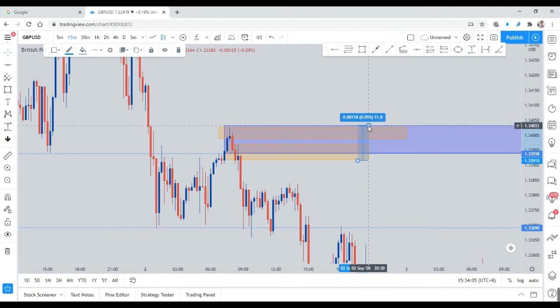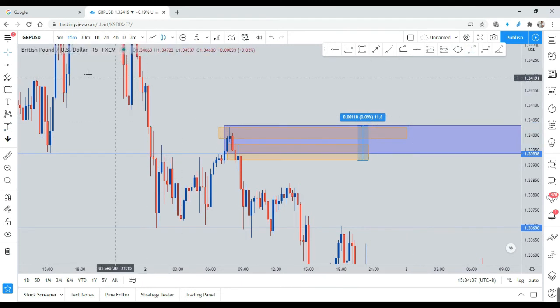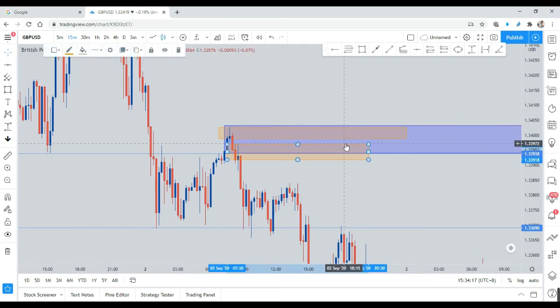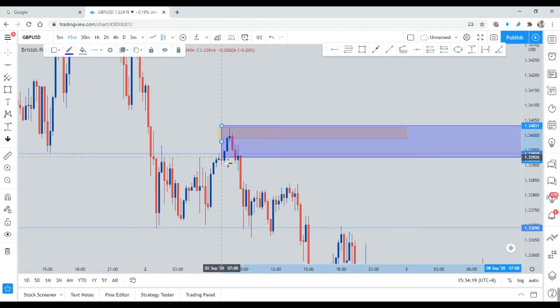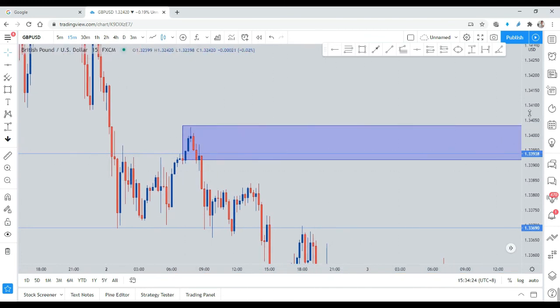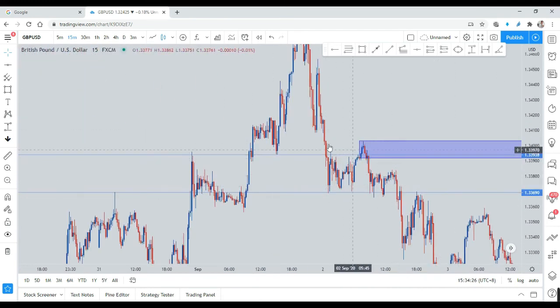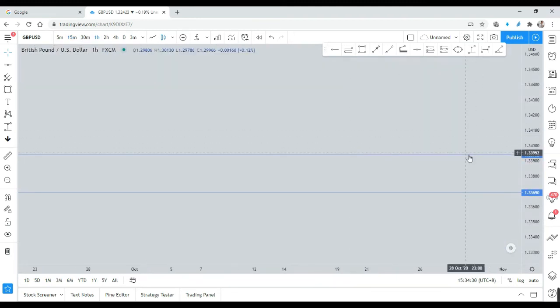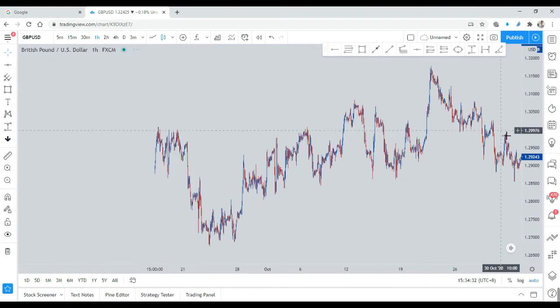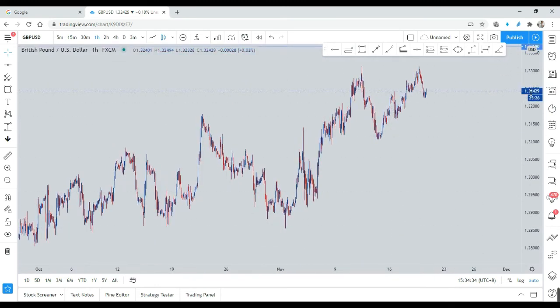All right, if you guys have followed me for a while, you know that I like to trade GBPUSD with 10 to 12 pips. So this is within my tolerance. So I'll definitely place my trade from here to this area. All right, so this is definitely where I'll place my trade. Okay, so now let's go back to the bigger picture.